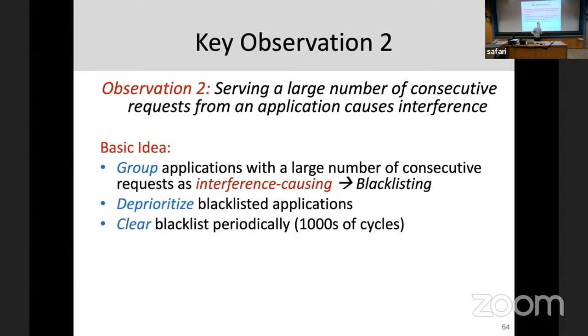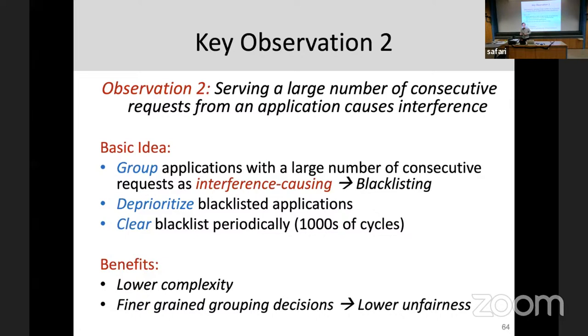That's the idea. That's the nice thing about this algorithm, I think, even though it's not based on a principle of ranking. It's based on some other principle, quickly and dynamically adapting, in the sense that hopefully you're going to quickly clear the blacklist if you have made the wrong decision, for example. So the benefits are that you get lower complexity by doing this, and you get finer grain grouping decisions. And these finer grain grouping decisions actually get to lower unfairness. And then maybe to our surprise, it also gets you higher throughput, as we have seen.